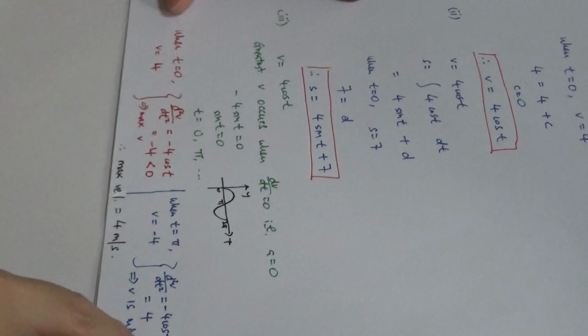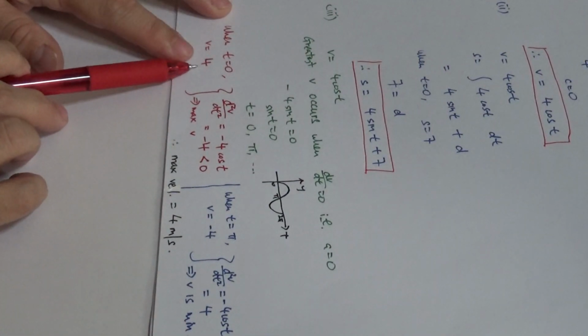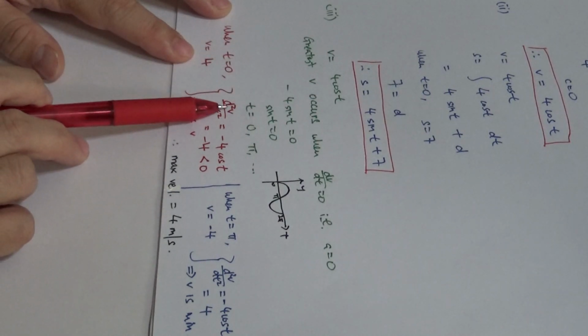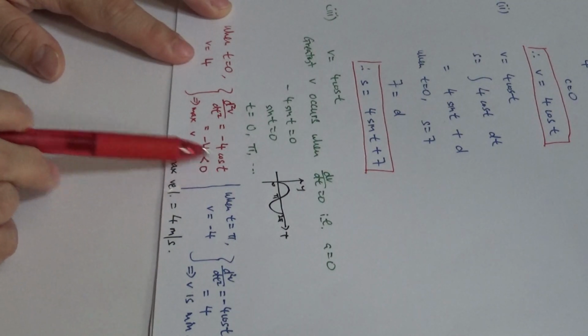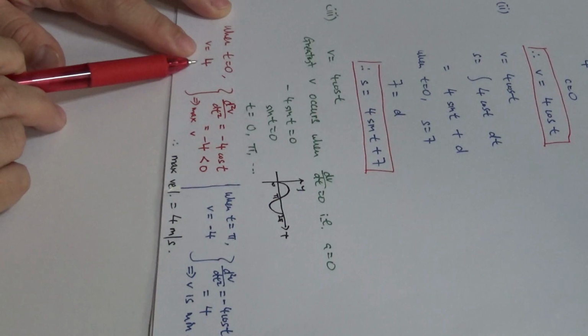Okay, now I want you to pay attention here. When t is 0, v is 4. We substitute here, v is 4. Now we need to do d²v/dt². Substitute t equals 0, we'll get negative 4. Now when this is less than 0, this is a maximum.